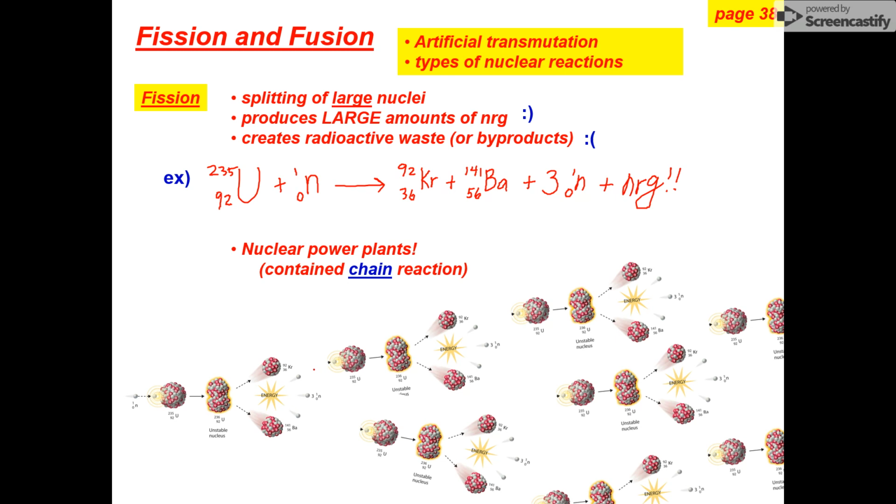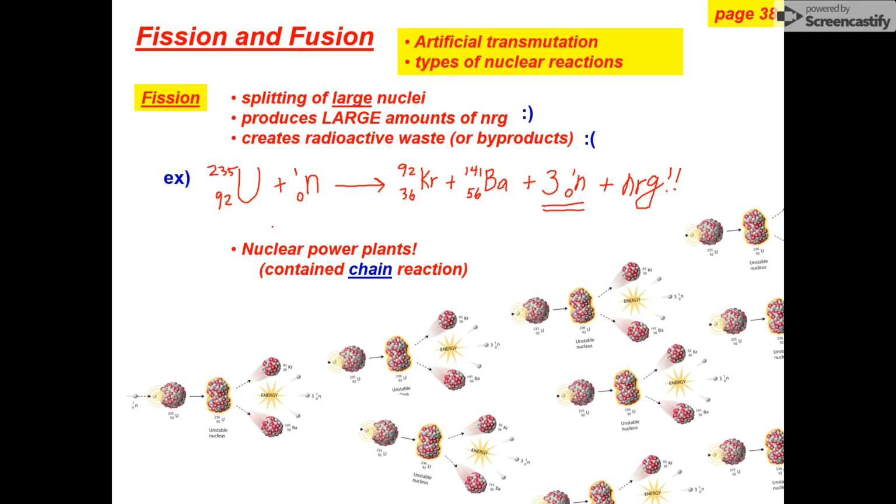Okay, so get those notes copied down. Do not try and draw all these diagrams of a fission reaction. Just understand that it is a contained chain reaction because these neutrons that are produced can go off and smash into more uranium atoms that are nearby. Oops, oh yeah, there's one more.